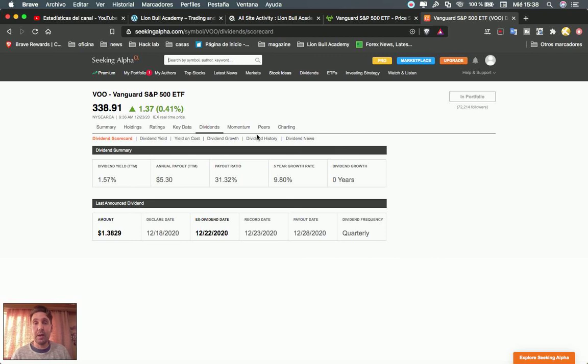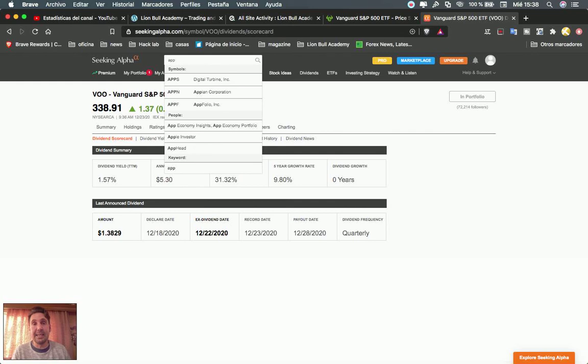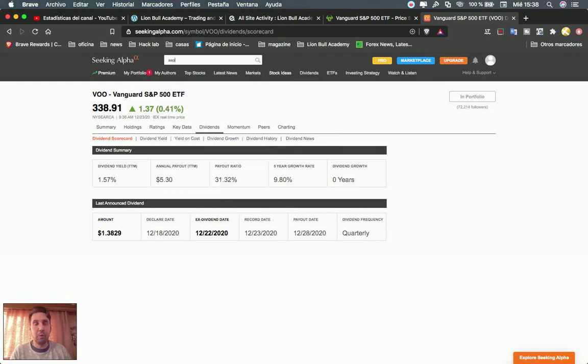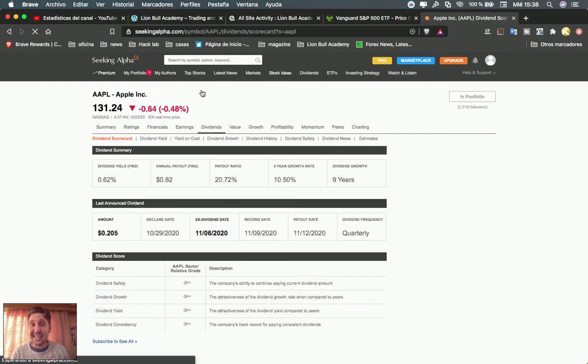Now, if you want to find out about stocks, you just write the stock you are interested in. Let's say Apple. Let's go to Apple. Now that we are in Apple, we can see in the dividend part here the dividend yield, the annual payout, the payout ratio, the same as I explained before. Which date they announce the dividend, what the ex-dividend date is, that you need to own the stock before that date at least, and need to own it until past the record date.